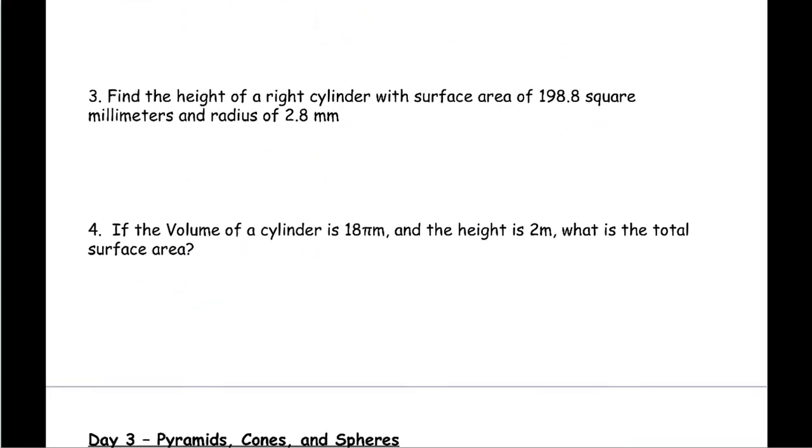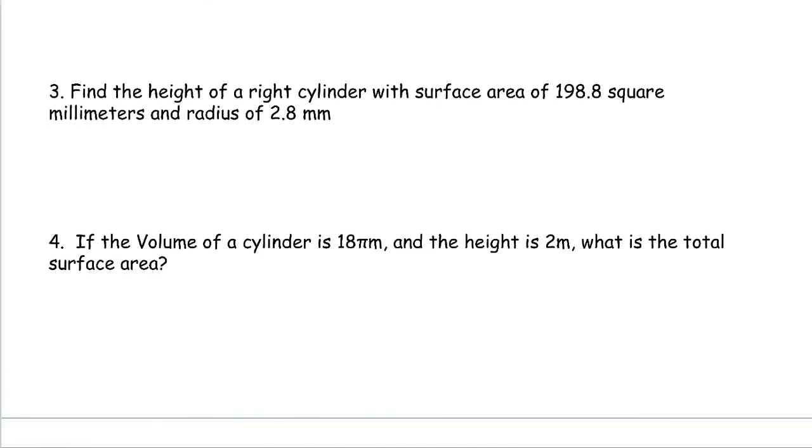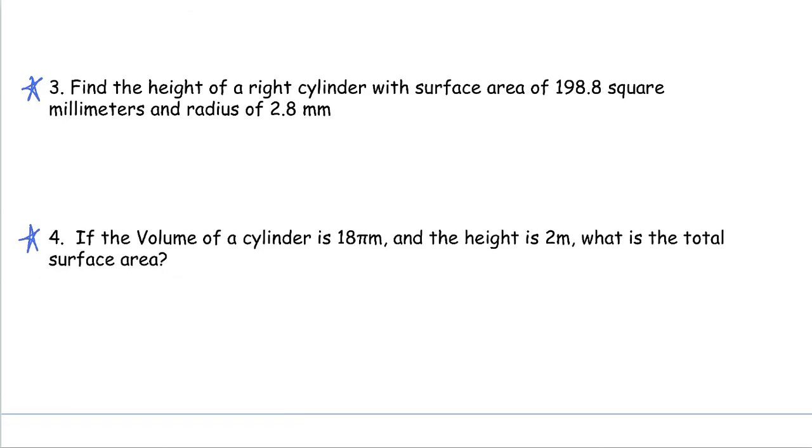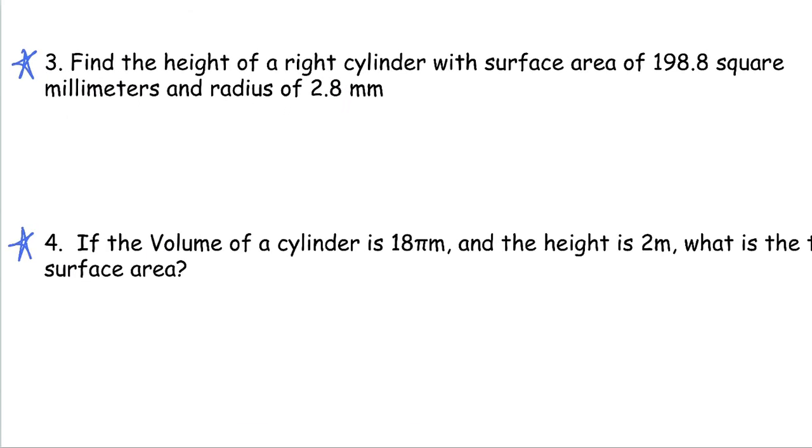And last 2 here for today. Find the height of a right cylinder with a surface area of 198.8 square millimeters and a radius of 2.8. So I want you to put a big star next to these two. You will see 2 like this again, and it's just setting up an algebra equation.